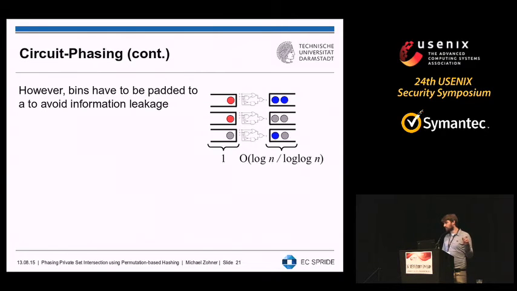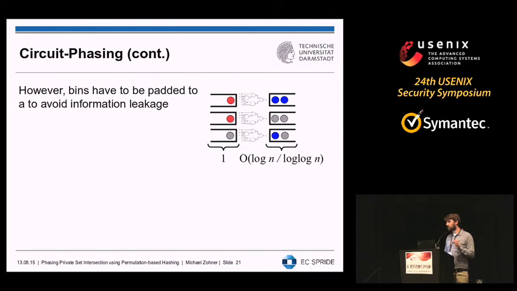However, there's a small problem here, namely that we leak information if one of the parties knows the actual number of elements in a bin. So say Bob knows that Alice hasn't mapped one element to a particular bin, so he can say that one element wasn't in her input set. And on Bob's side, the same.